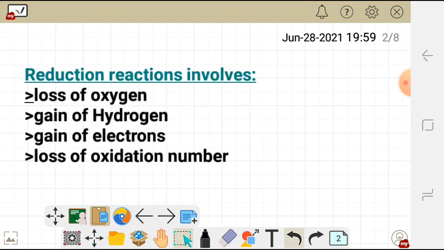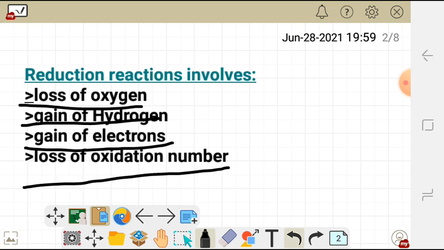Reduction reactions involve four things: the loss of oxygen, gain of hydrogen, gain of electrons, or loss of oxidation number. Therefore, to start with, we are going to explain reduction reactions in terms of oxygen.